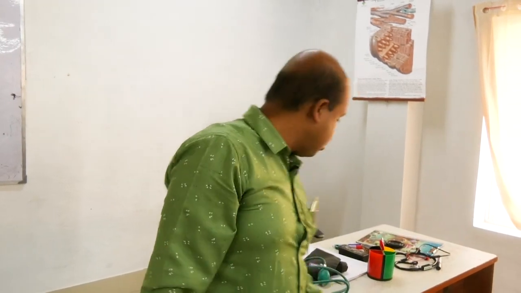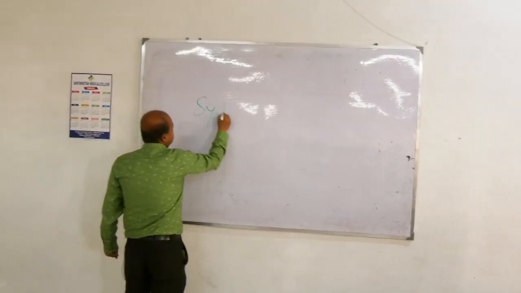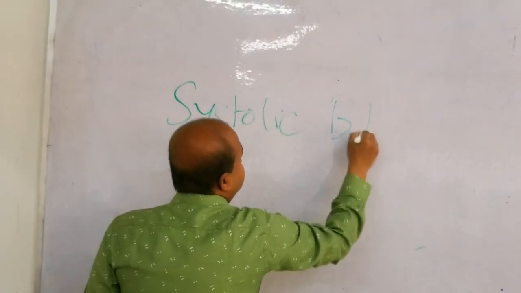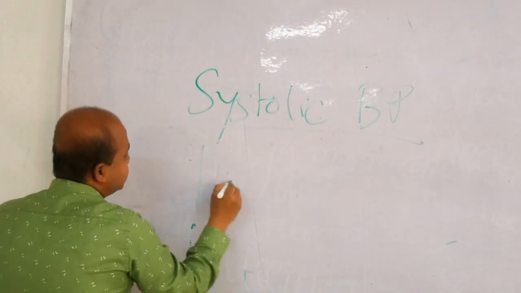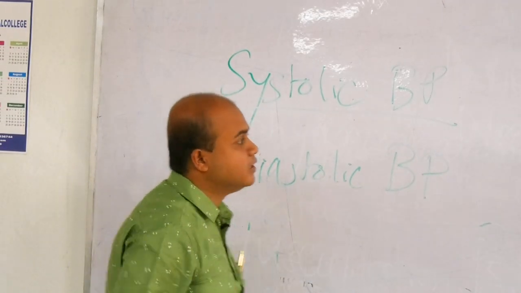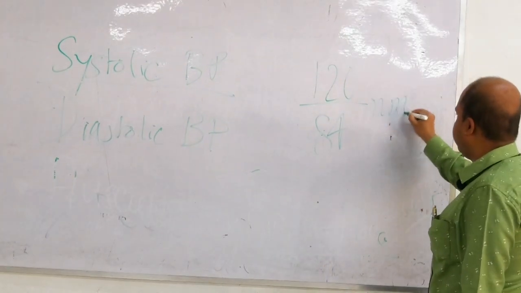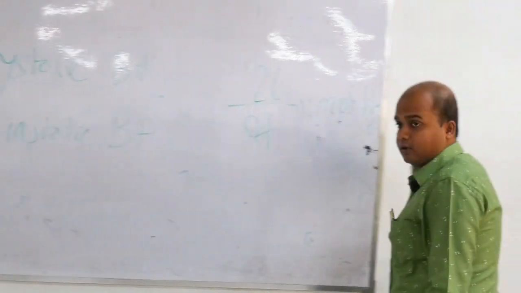Now, how do we record our blood pressure and how do we express it? Expression of blood pressure is like this: systolic blood pressure by diastolic blood pressure. In our example, say we have got 120 as systolic blood pressure, and say 90 or 84, say 84 as diastolic blood pressure. So that person's blood pressure will be expressed as 120 by 84 millimeter of mercury.